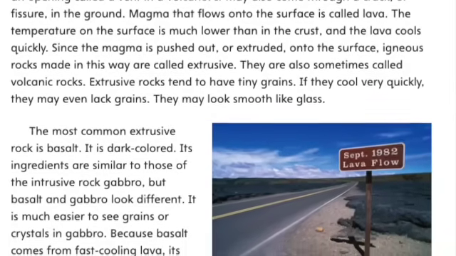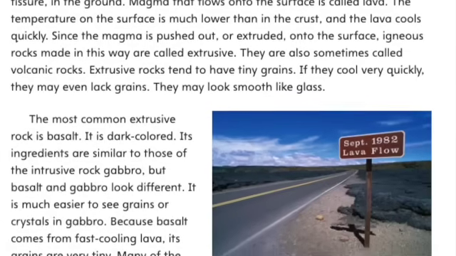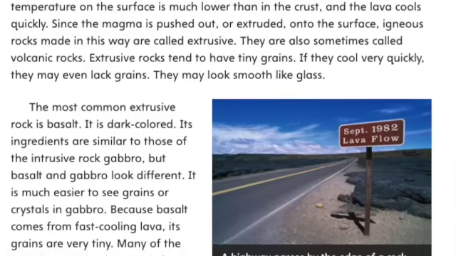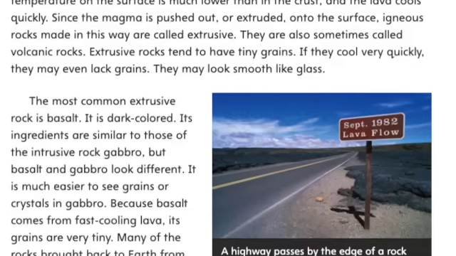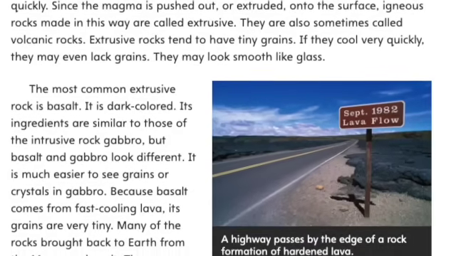They are also sometimes called volcanic rocks. Extrusive rocks tend to have tiny grains. If they cool very quickly, they may even lack grains. They may look smooth, like glass. The most common extrusive rock is basalt.